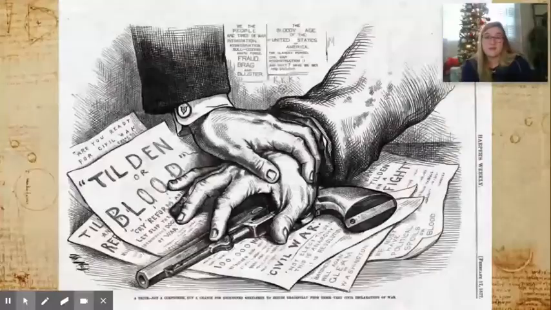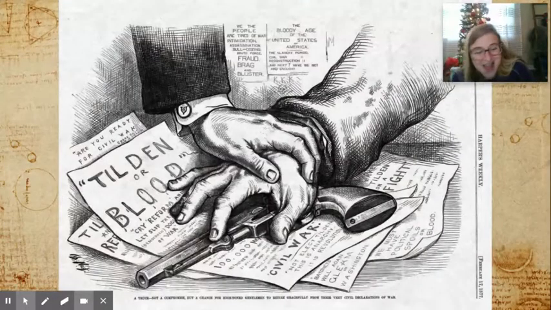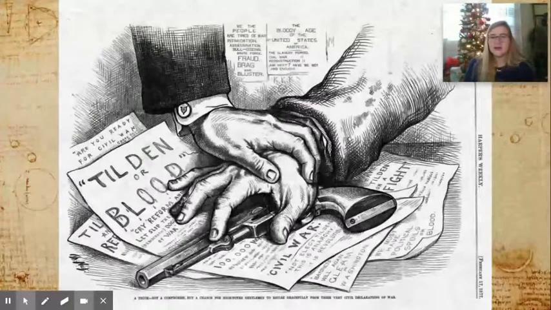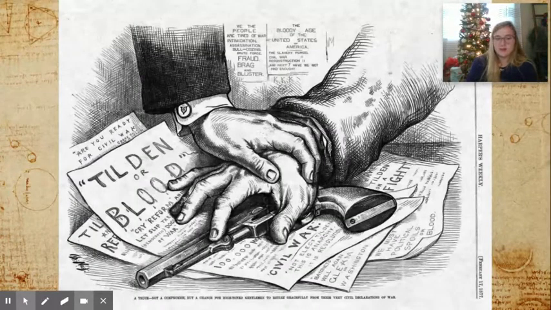And so here's a pretty popular cartoon from Harper's Weekly at the time. It's a Southerner who is reaching for his gun and saying, "Tilden or blood, a truce, not a compromise, a chance for high-toned gentlemen to retire gracefully from their civil declarations of war." We don't need to fight another war. And the hand is coming down saying, "No, rest, brother, it is done." We no longer need to contest the election. Reconstruction has ended. Let's come together.